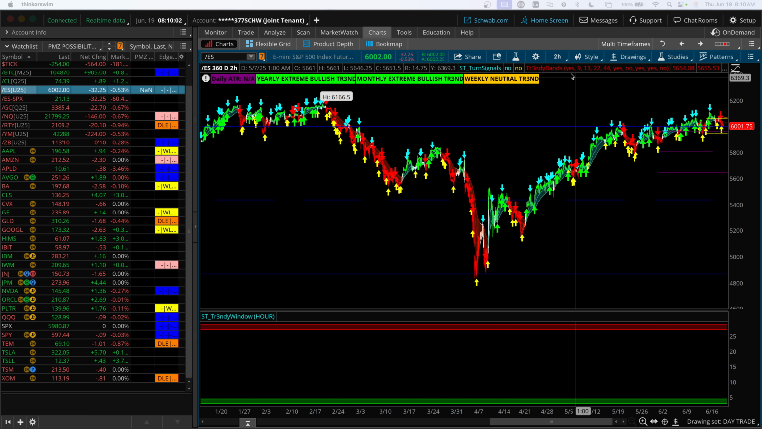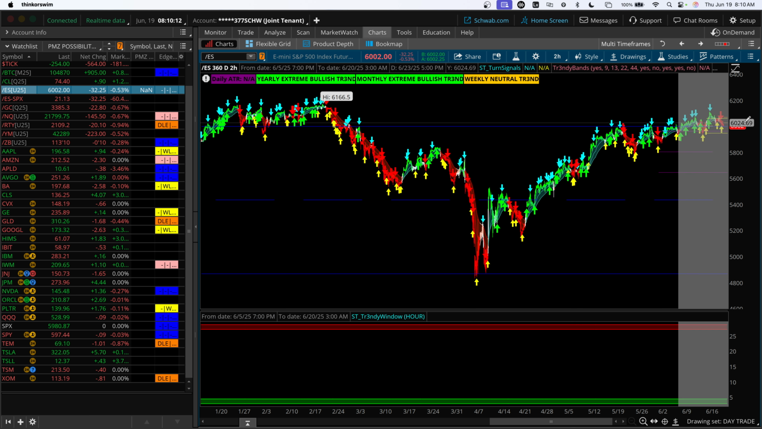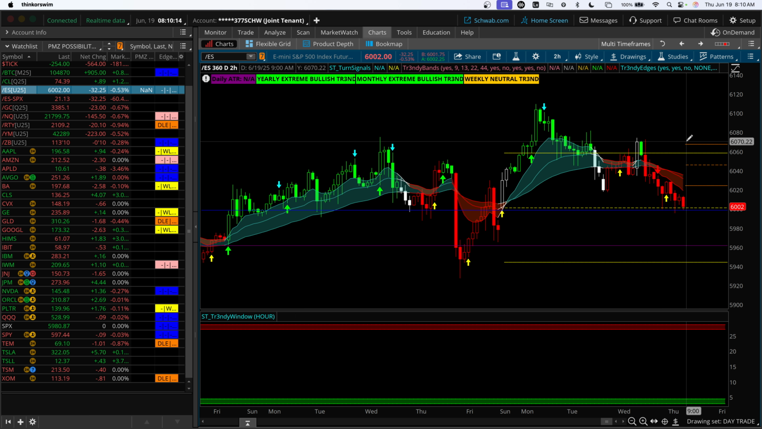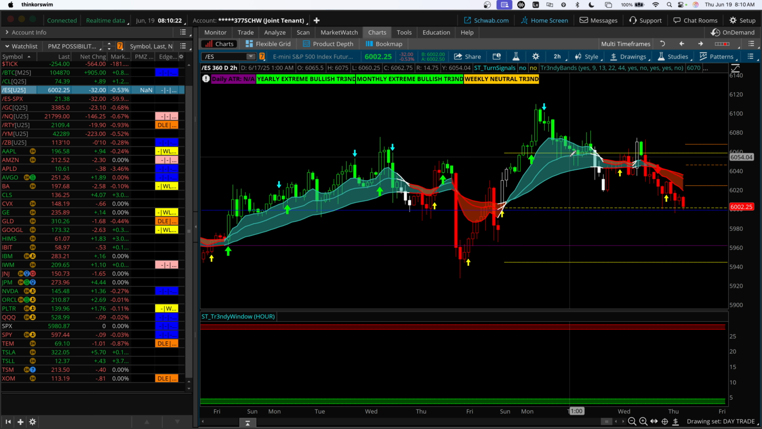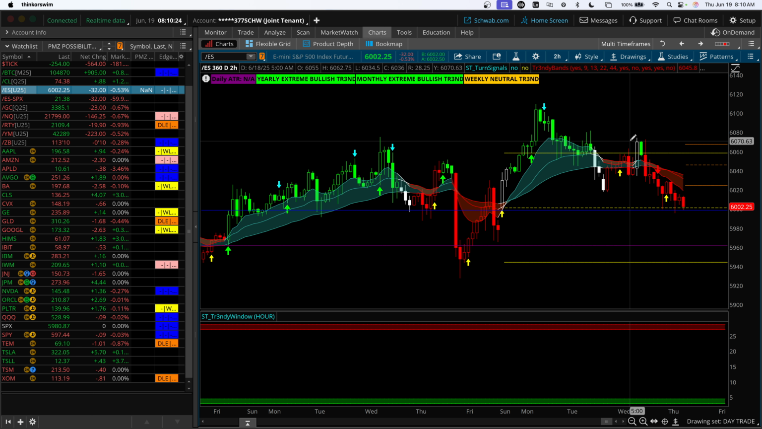So, what I like to do for my intraday trades is to focus on target zones using the 2-hour chart here, and then I want to find the inside up and inside down candle formations as my targets to the upside and to the downside.